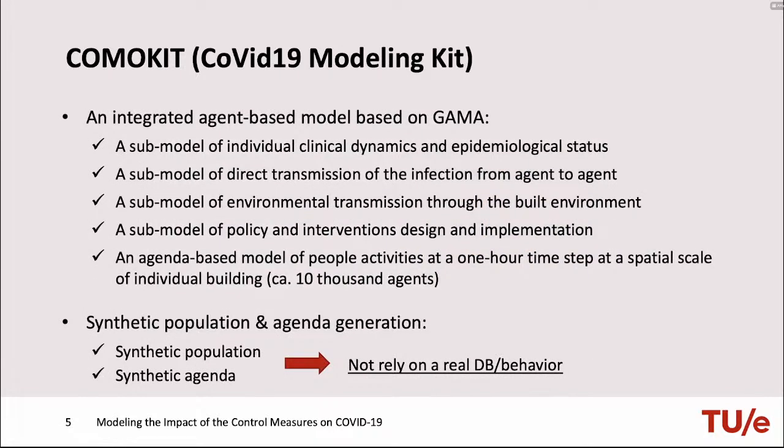It is a complex integrated model that combines several sub-models such as transmission, activities and epidemiology. CommaKit has been designed to be executed at a city scale, which may comprise around 10,000 agents. In addition, CommaKit has built-in modules for generating a synthetic population and their activity agenda. However, one of the caveats is that these modules are entirely based on many predefined parameters, which may deteriorate the model's interpretability and the model performance in the end.